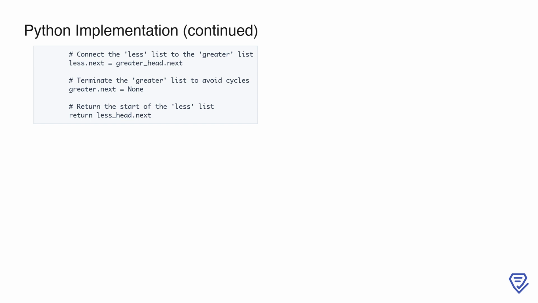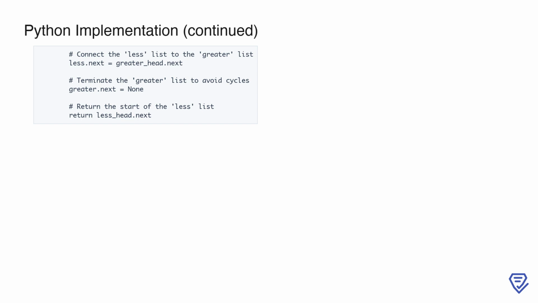Finally, we return the start of the less list by returning less_head.next. This effectively skips the dummy node we initially created and provides the head of our newly partitioned list. With this implementation, the linked list is successfully rearranged according to the problem's requirements while maintaining the relative order of nodes within each partition.